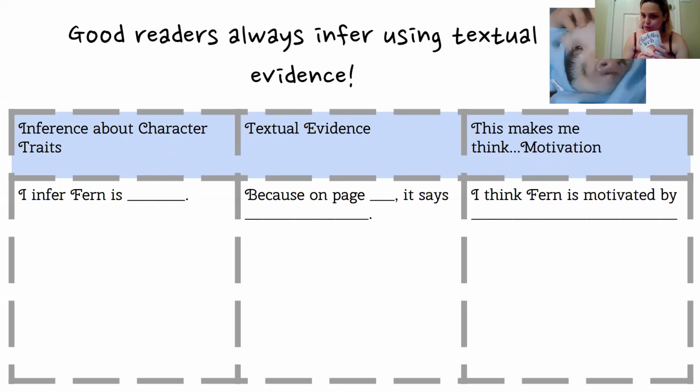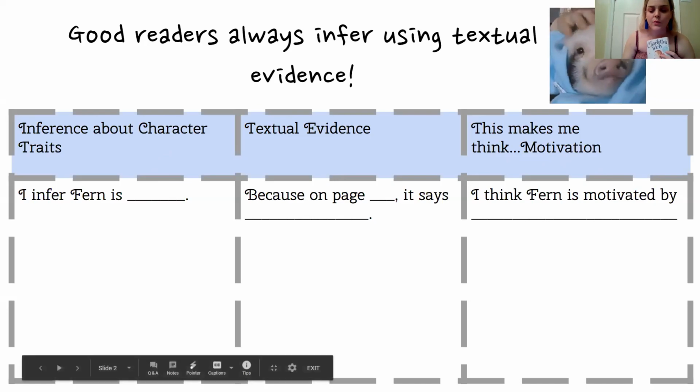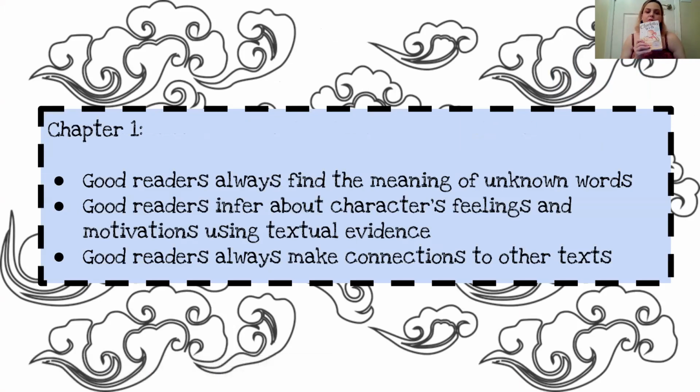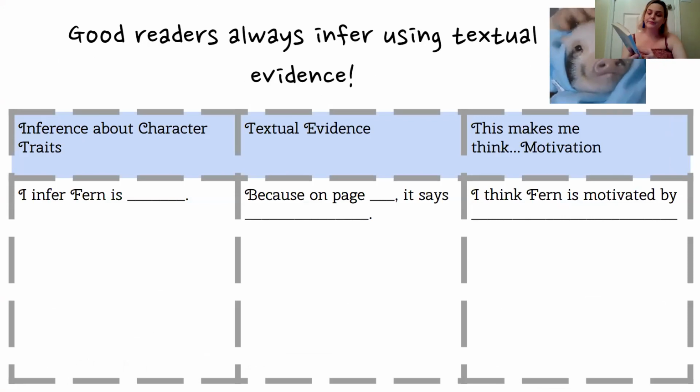All right, hopefully you've jotted it down, you paused where you needed to pause, and we're ready to start. Just to remind you, as we always do, in chapter 1, and for many of the chapters, we're going to be talking about how good readers always find the meaning of unknown words. Good readers infer about characters' feelings and motivations using textual evidence. Good readers always make connections to other texts. So we're going to start by reading chapter 1. And as I read, I'm going to pause, and whenever I write, I'm going to ask you to write.